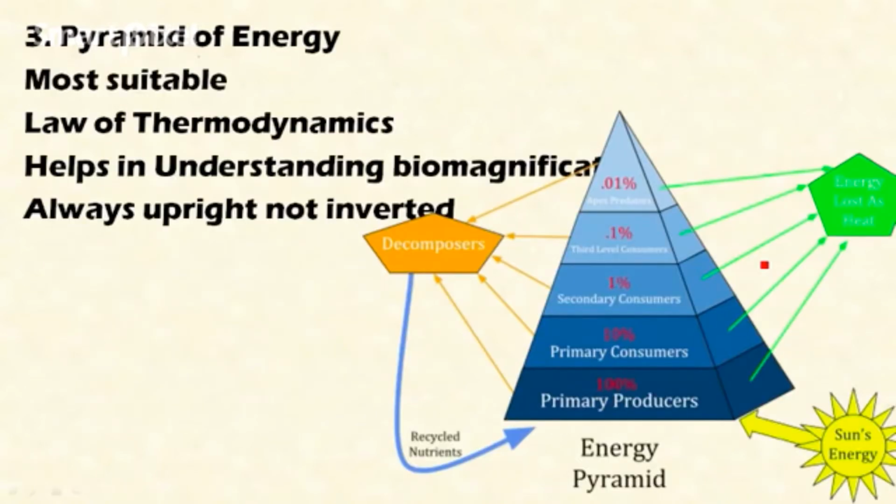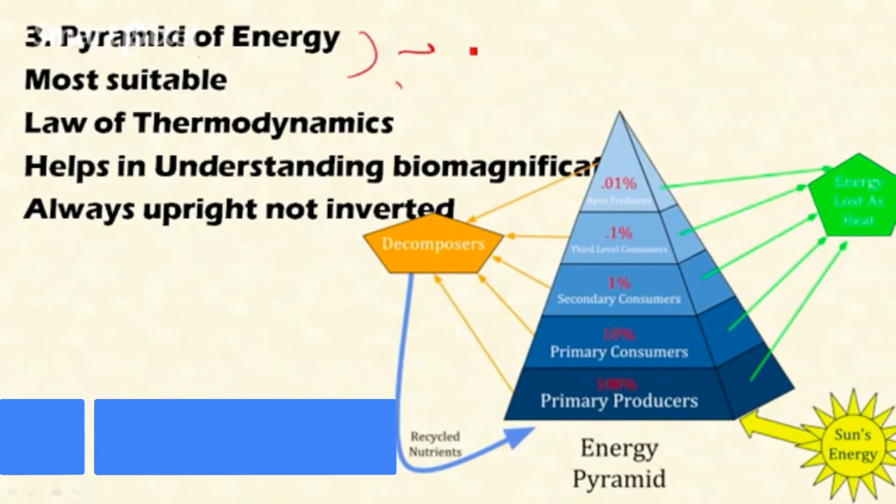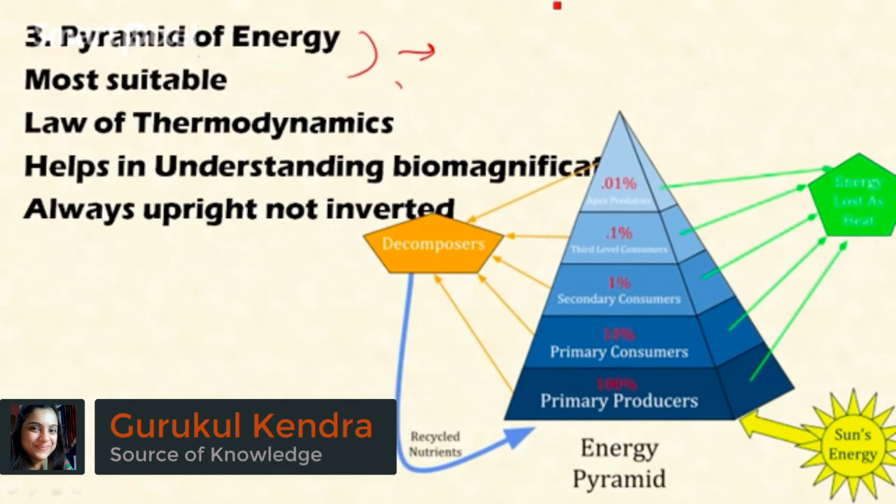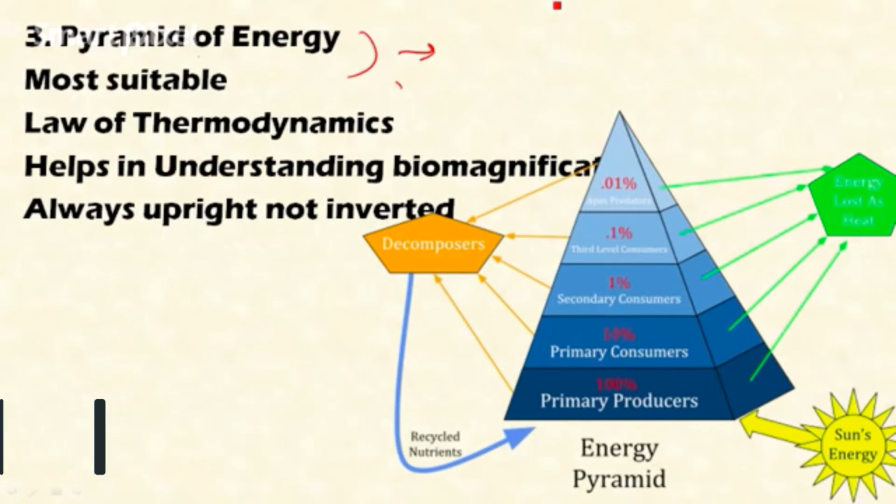So the next one is the pyramid of energy. This pyramid is called the pyramid of energy. Here, this is the most suitable mechanism to represent trophic level interaction. And this pyramid of energy follows the law of thermodynamics. For example, the transfer of energy is accompanied by loss of heat. Some energy is lost in the form of heat. This phenomenon I have explained in my first slide.